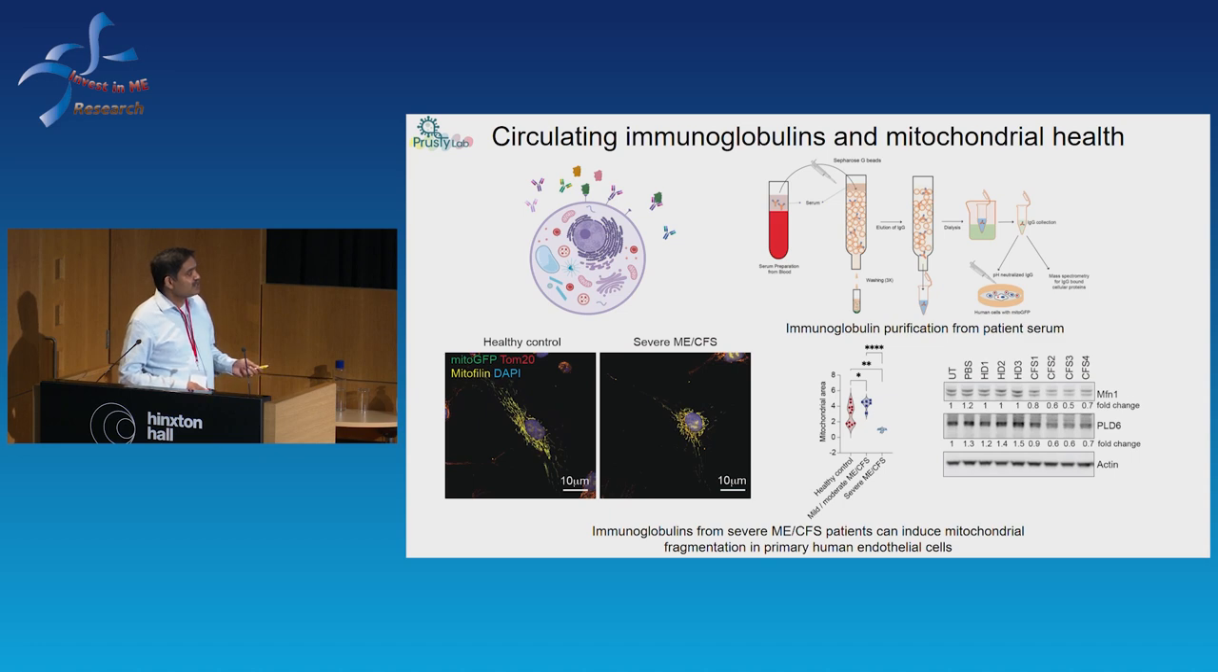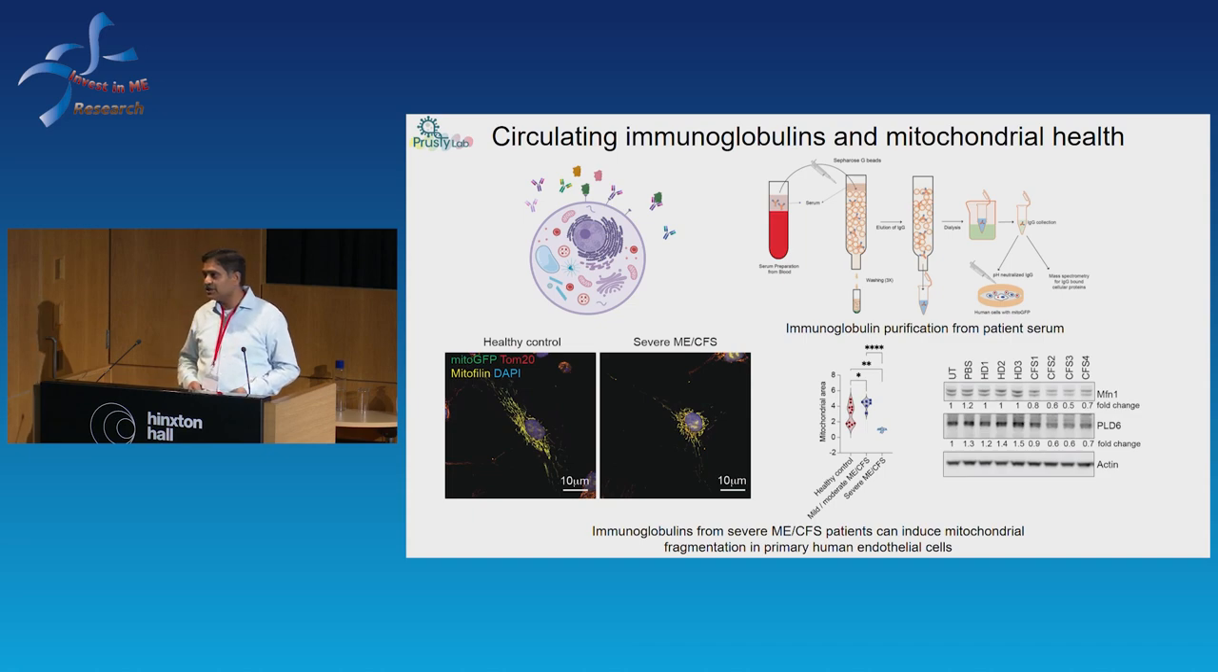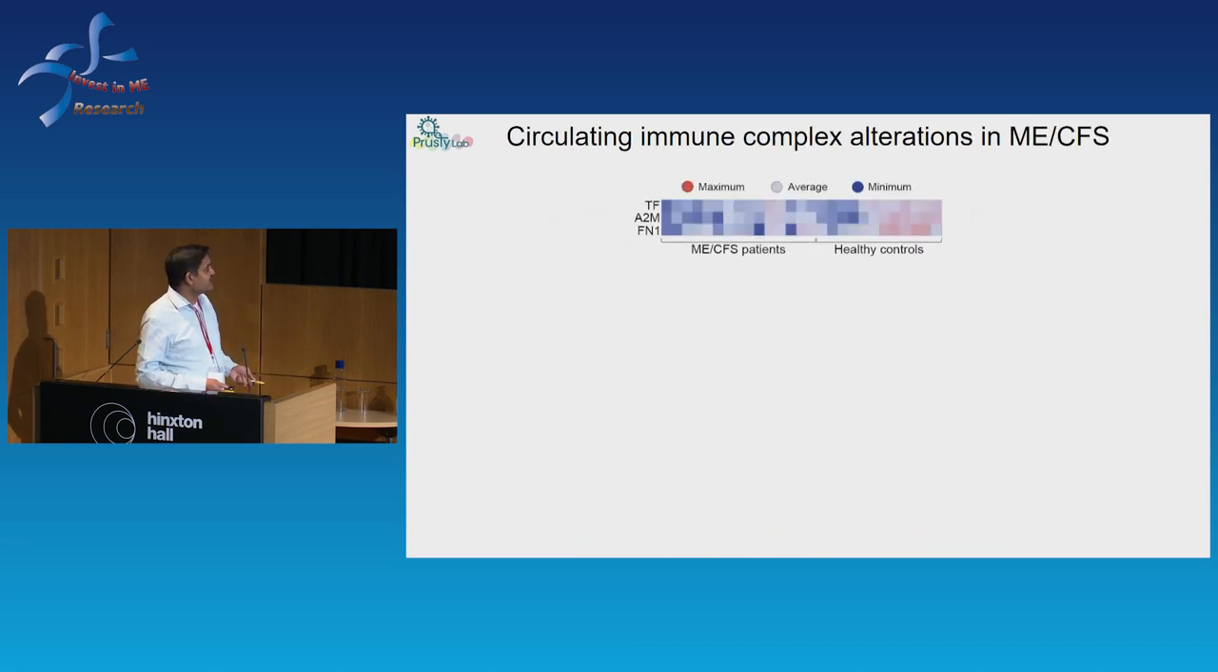And this is caused by a decrease in mitofusin 1 and another protein called PLD6, or mitoPLD, which basically stops the fusion. So it seems that the autoantibodies, which are very high in ME/CFS patients, are capable of affecting mitochondrial health overall, and particularly in endothelial cells.